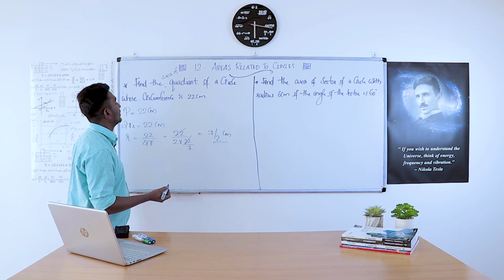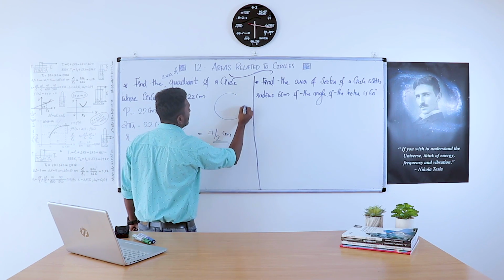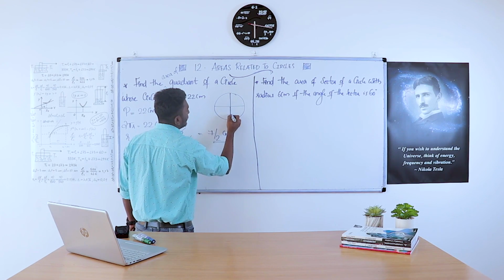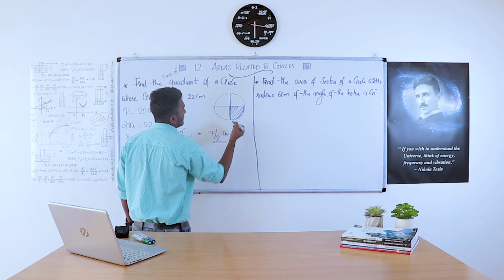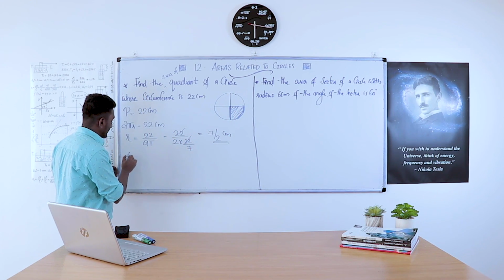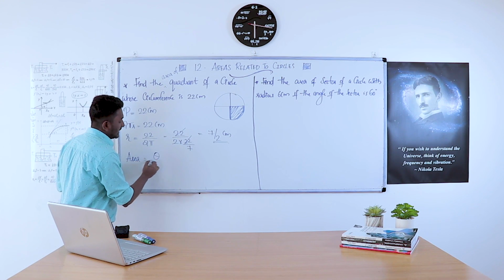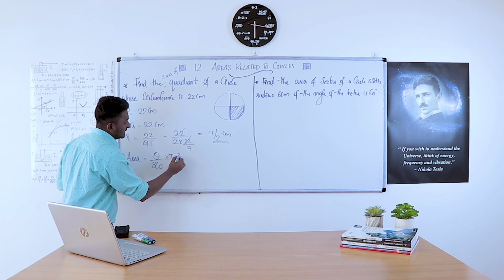Then find the area of quadrant. When we are considering a circle, quadrant means this circle is divided into 4. So this is one quadrant. This is in the shape of a sector. So we need to find the area of that sector. Area is equal to theta by 360 into pi r square.